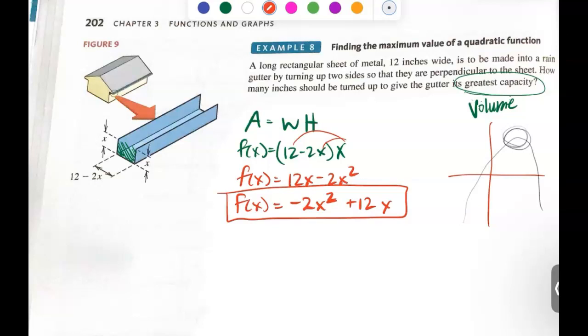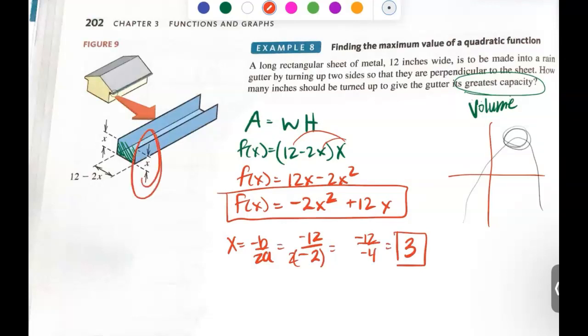So the vertex is going to find my max, and for the vertex you're going to do -b over 2a to locate the x value of the vertex. So the b of this is 12, the a is -2, 2a. So I get -12 over -4, which is 3. That means this is the height, because that is the x. This is how many inches should be turned up to give the gutter its greatest capacity. And so that would be 3 inches.